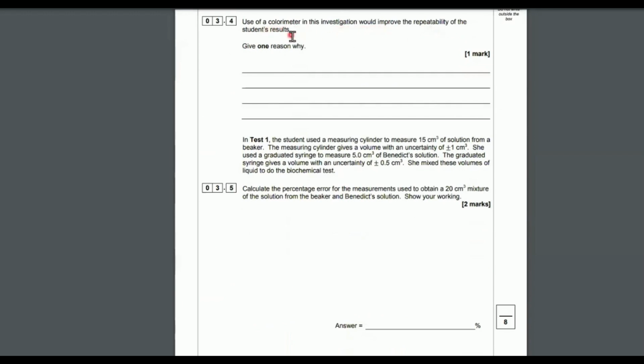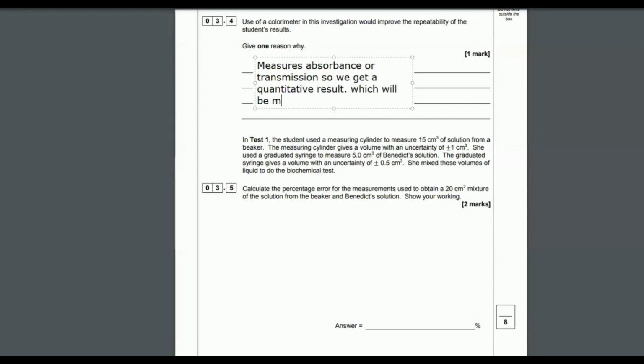3.4, use of a colorimeter in this investigation would improve the repeatability of the student's results. Why? So what does a colorimeter measure? It measures absorbance, or you can set it to measure transmission. And that means instead of just looking and going, has that gone red? Is that dark red or is that medium red? You actually get a quantitative result. You get a number so you can judge and compare fairly two different concentrations.